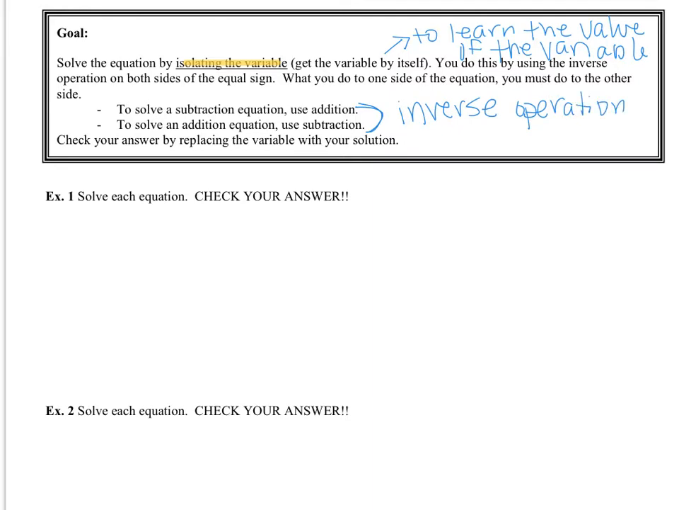Oh, and what makes equations so exciting is that you can check your solution. You can check each and every answer by replacing the variable with your solution. So you are going to check all your answers with substitution, and we've practiced substitution in our bell work. All right, so that is how you can check and get 100% on all your equations that you solve for us. All right, let's get started with example 1.